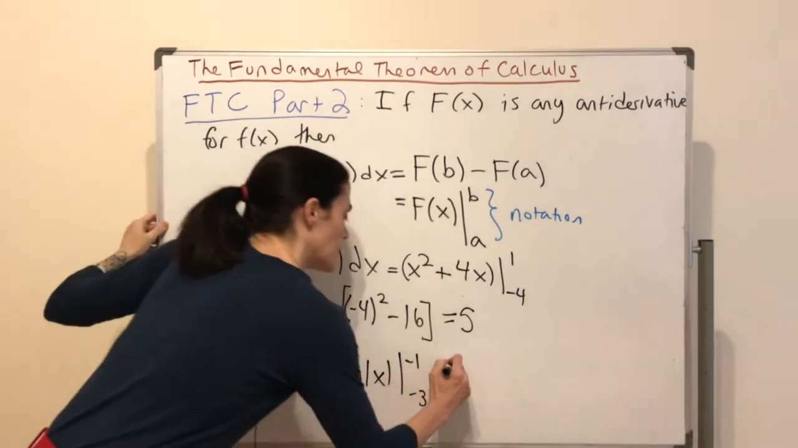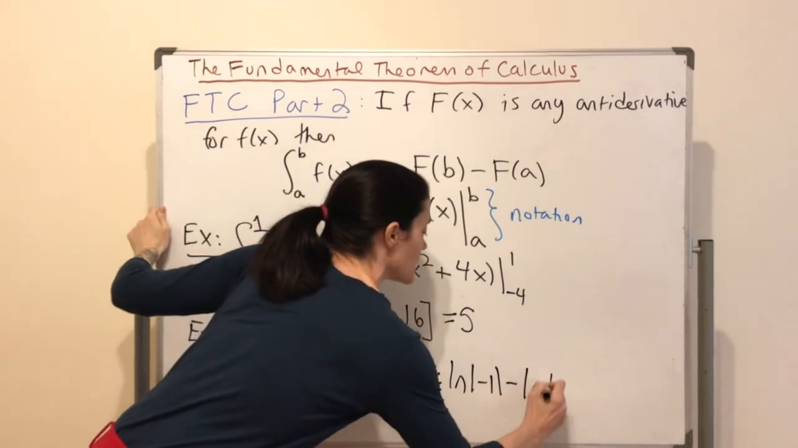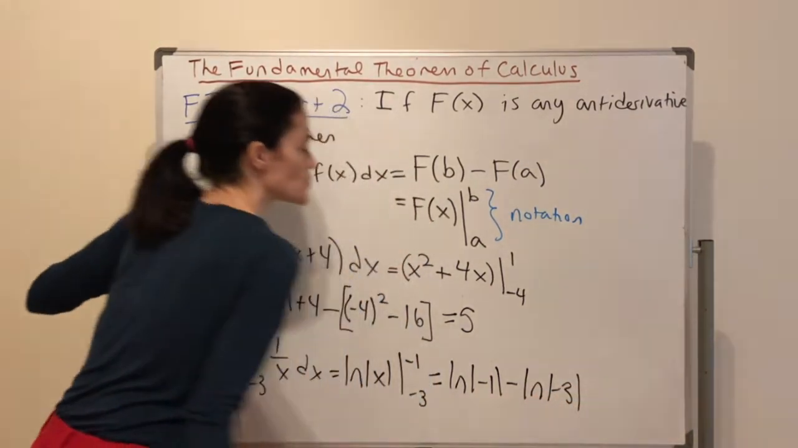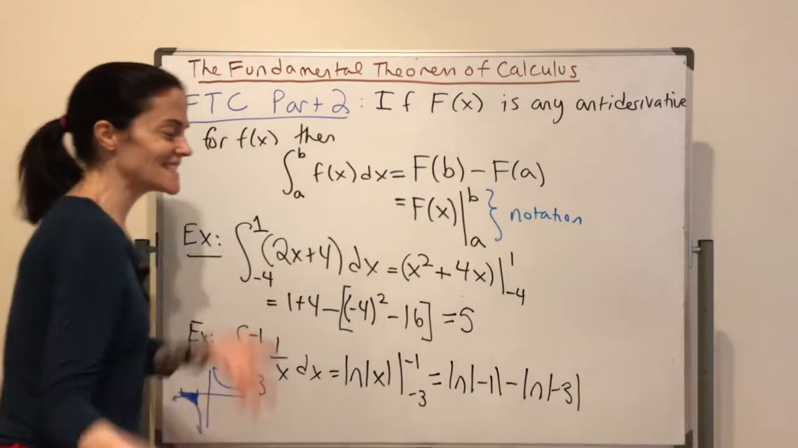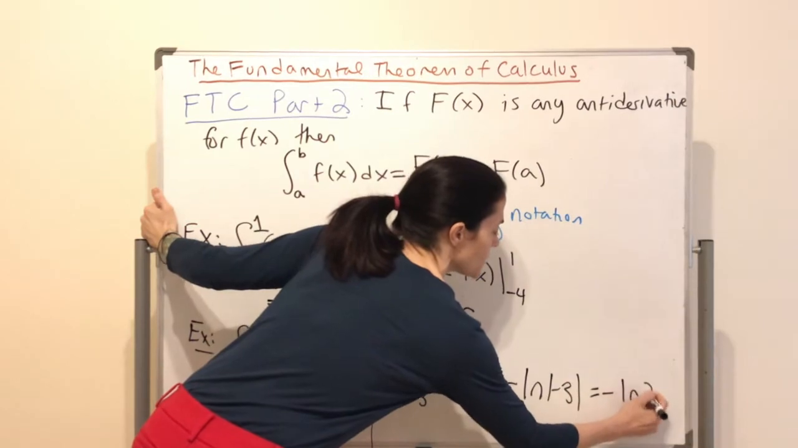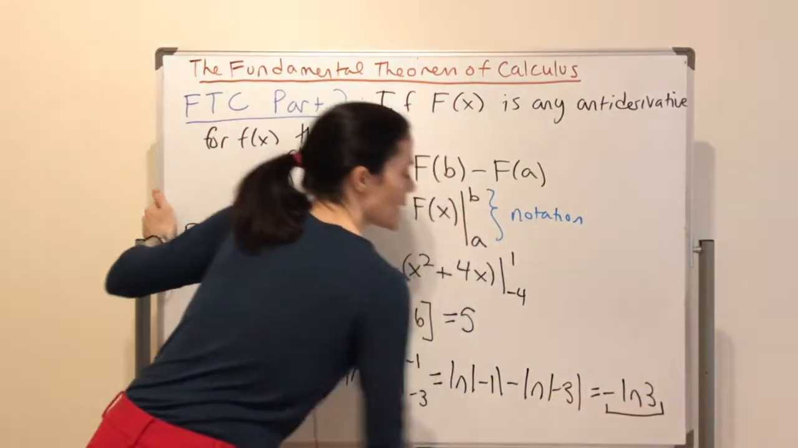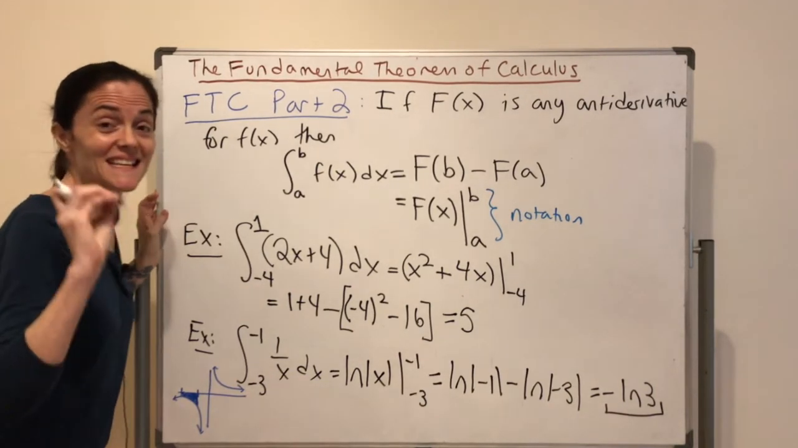Okay, but now let's continue. We get ln, absolute value of -1, minus ln, absolute value of -3. Well, here, this is just ln 1, which is 0. So the answer is negative ln 3. Okay? This is this definite integral.